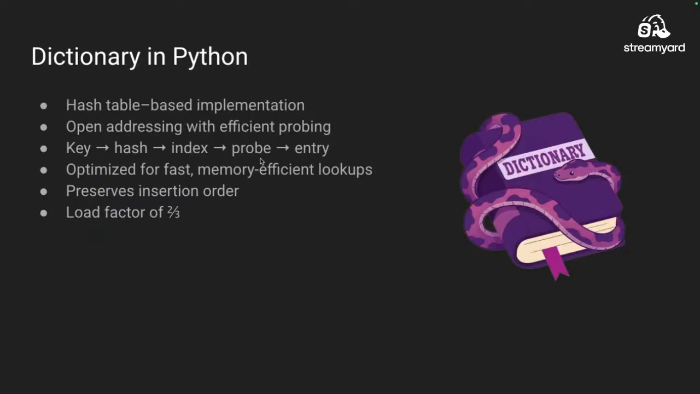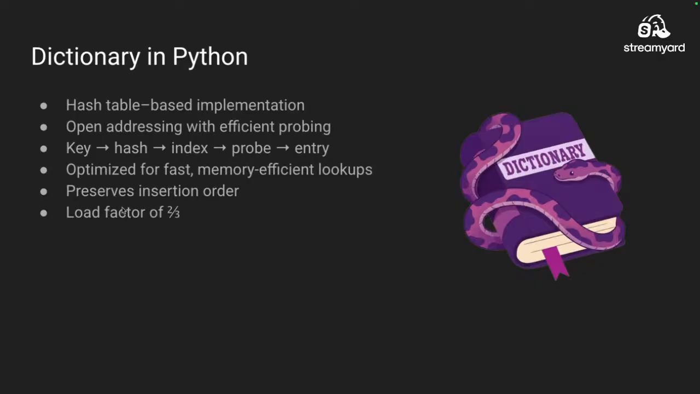Python's dictionary is a hash table based implementation, and it uses open addressing, but it uses a different probing mechanism, which is very efficient. It doesn't rely on linear or quadratic probing. The steps in Python would be: you get the key, you find the hash, you figure out the index, and then you probe to find the empty bucket, and then add the entry there. Python dictionaries are optimized for fast, memory efficient lookups.